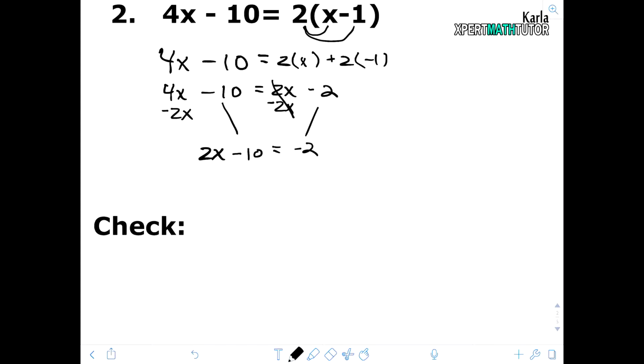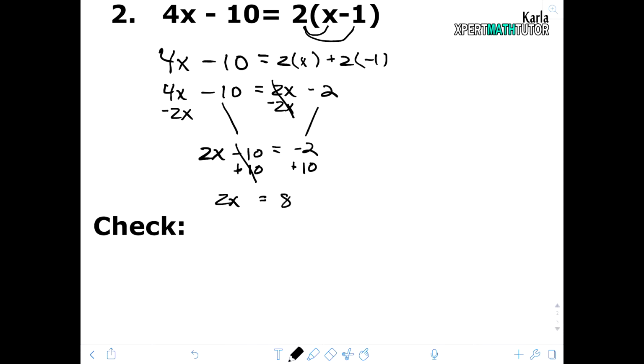Now, negative 10 is being subtracted on the left side, so I'm going to undo that operation and add it. So plus 10 to the left side of the equation and plus 10 to the right to balance it. So we have 2x, negative 10 plus 10, that cancels. Negative 2 plus 10 is positive 8.